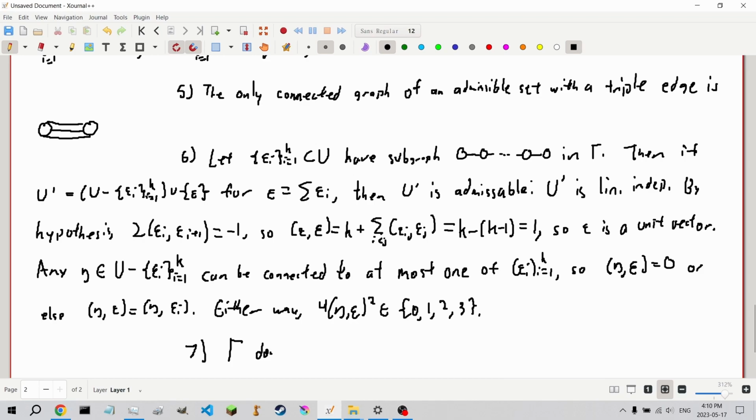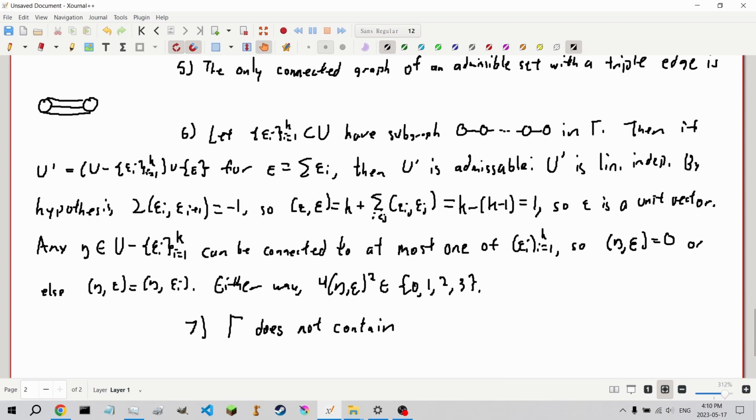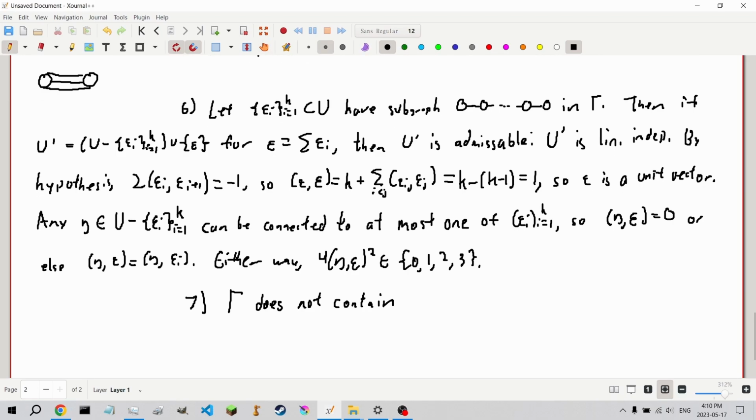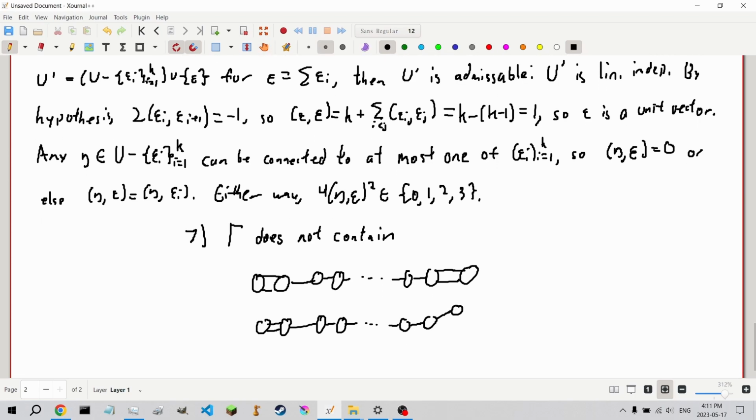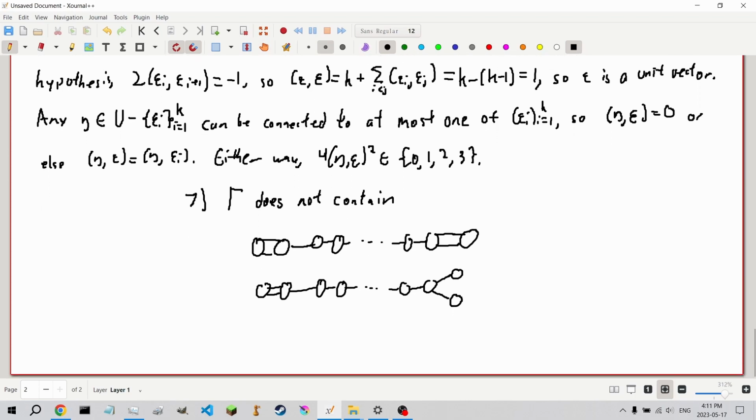Our gamma does not contain subgraphs either, this, which is a single chain connecting to a double chain on either end. We don't have this same double chain connecting to a single chain. So a single chain cannot have a double connection or a branch on both ends, essentially, is what this is saying.